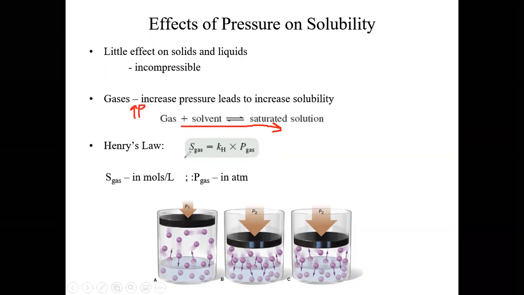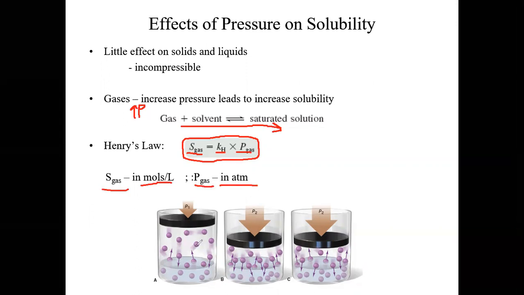And so to calculate the solubility of the gas from the pressure of the gas, we use something called Henry's law, which relates the solubility and pressure of a gas through something called Henry's law constant, which is based on the gas-solvent interface. So what gas are you using and what solvent are you using? Solubility of a gas is in moles per liter, and pressure of gas is in atmospheres.